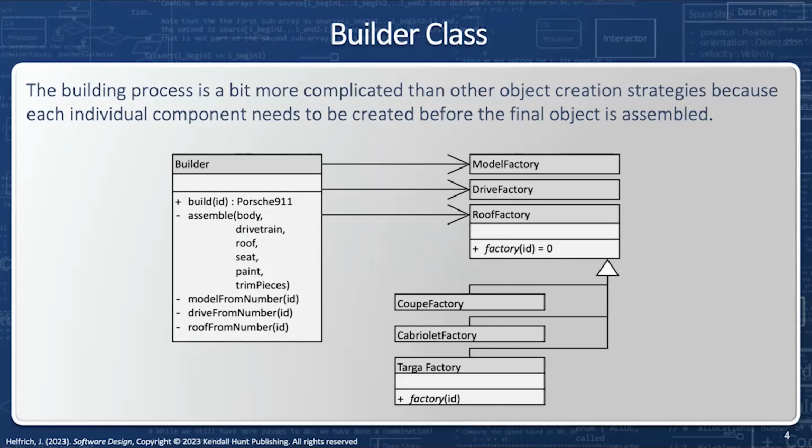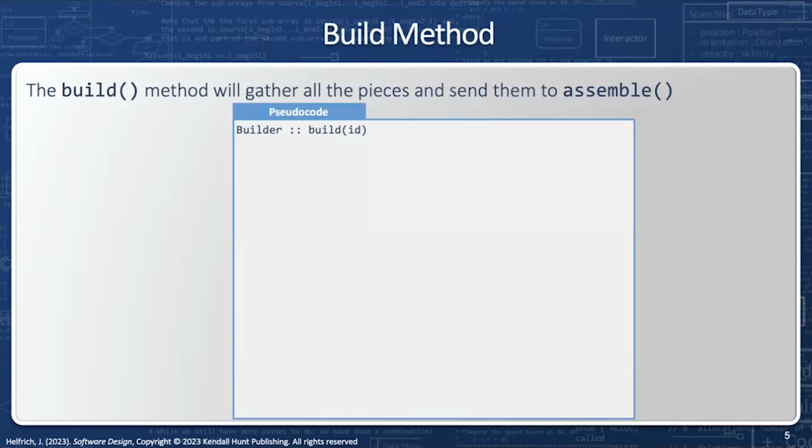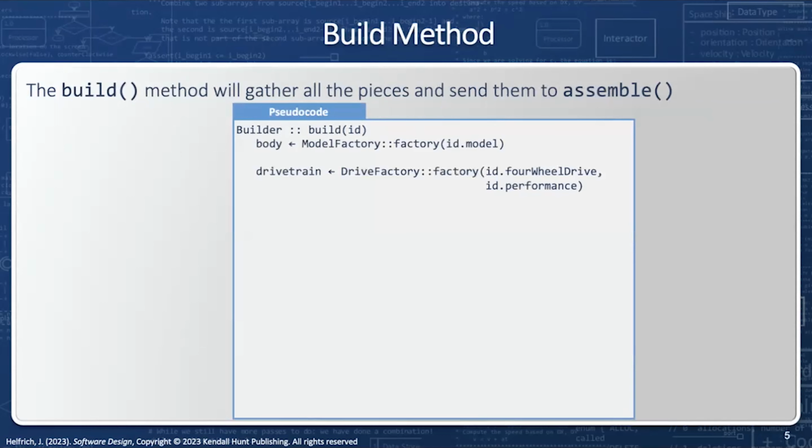Okay, so how am I going to construct this? Let's take a look at the build method within the builder class. And so it's going to be builder of build, and it's going to take the ID. And the first thing I'm going to do is make the body, and I'm going to call the model factory to create the body for it. And this is going to be according to the different styles. And then I'm going to have the drivetrain from a drivetrain factory, whether it's four-wheel drive or performance. And from that, it's going to create the drivetrain for me.